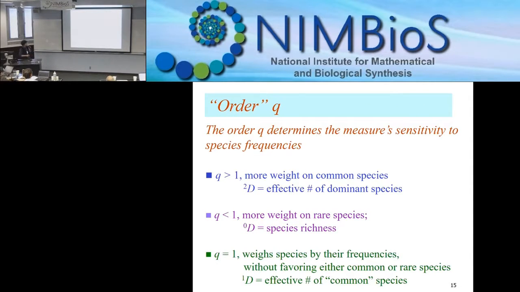So what's the interpretation of the order q? This order q determines the measure's sensitivity to species frequencies. For example, if q is greater than 1, we put more weight on common species, so diversity of order 2 is interpreted as the effective number of dominant species. For q less than 1, we put more weight on rare species. So diversity of order 0 is just species richness. The most important measure is actually q equals 1. This weighs species by their frequencies without favoring either common or rare species.